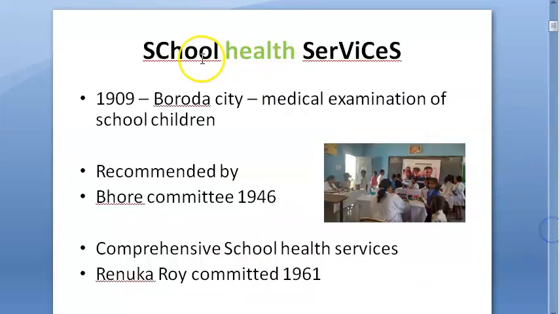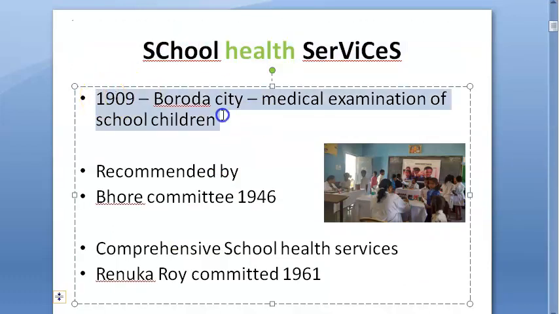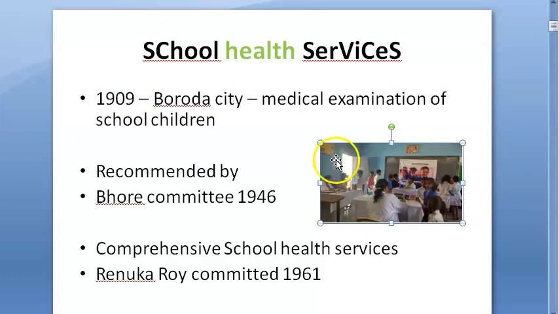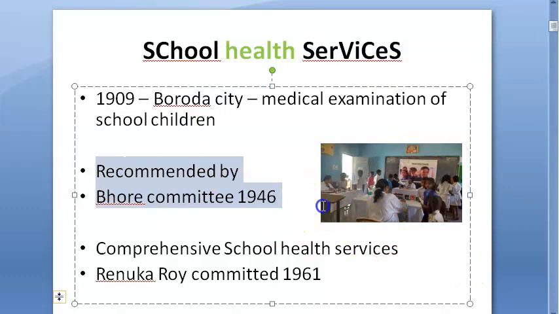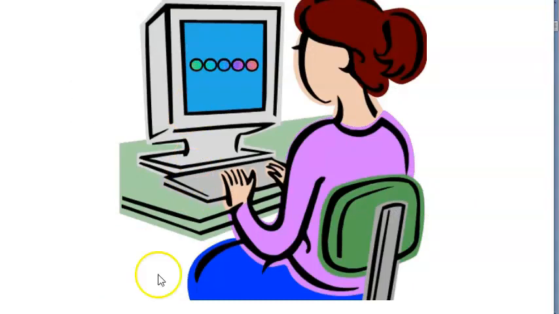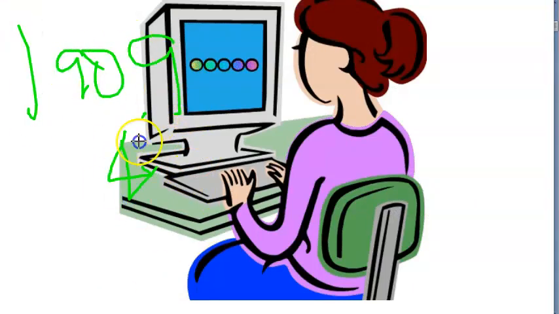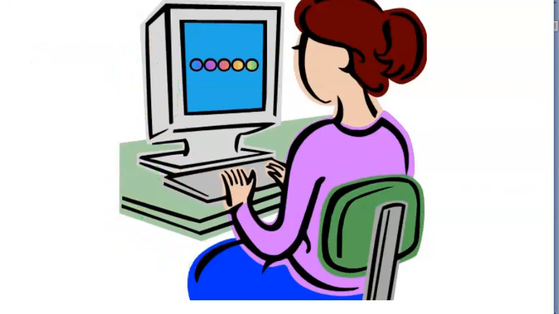So basically, with school health services, in 1909 in Baroda city, the first medical examination of students was done. In the Bhore Committee recommendation of 1946, they included school health services. Comprehensive school health services was given by the Renuka Roy Committee in 1961. So you can just write some historical importance: 1909 they did it initially, then 1946 the Bhore Committee suggested it, then in 1961 another committee suggested it.